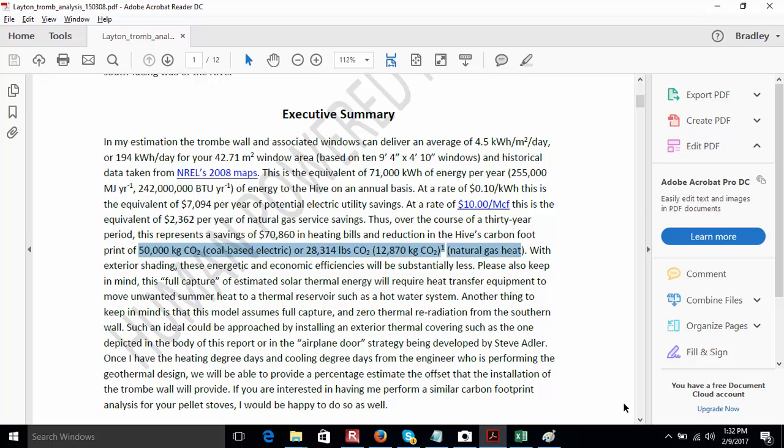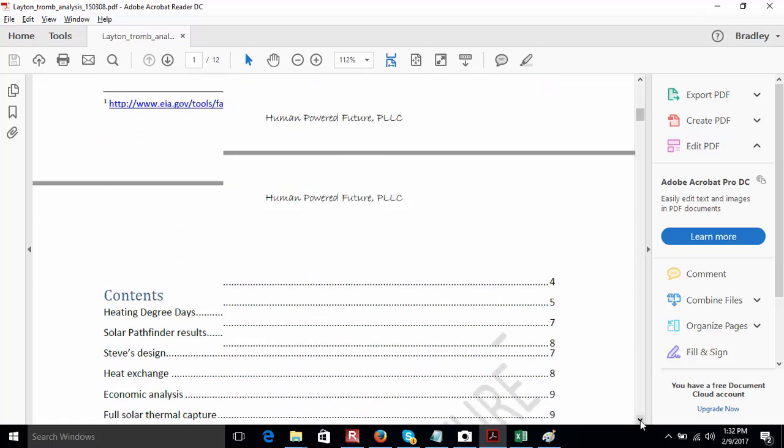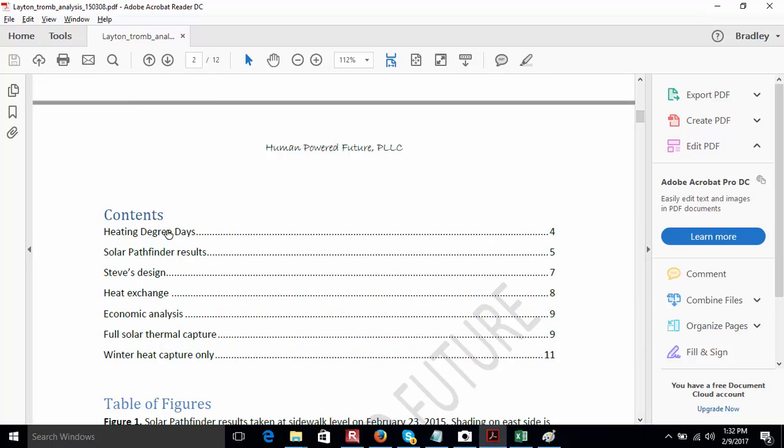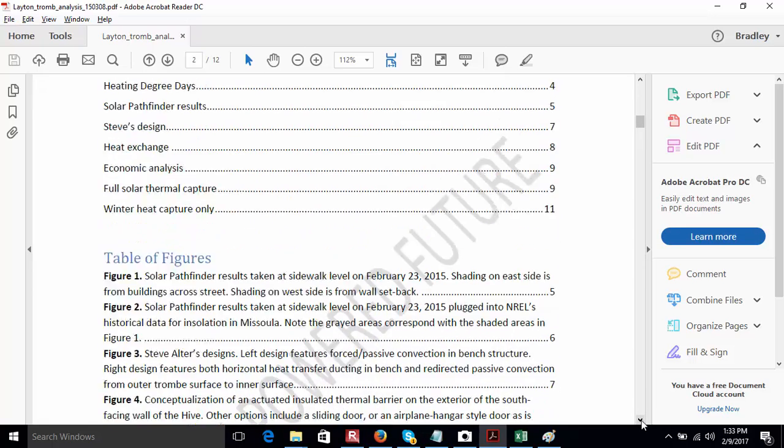Okay, and then I went into a little bit of analysis. Let's just take a look. I did heating degree days. I did the Solar Pathfinder, which we're talking about right now. A couple different designs. This is the architect, this is the engineering, there's the economics, here's if you're going to capture all the heat. Typically, in solar PV, you want all the photons all the time. Solar thermal, just give me the heat in the winter typically, and you're like, oh well, let's capture some of them and do, you know, hot water or whatever. So I put in a little table of figures.